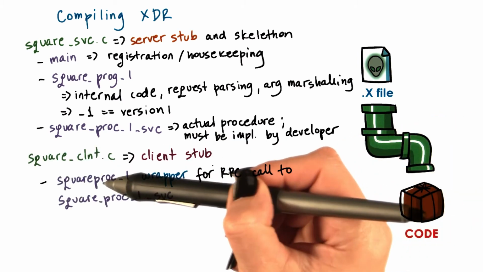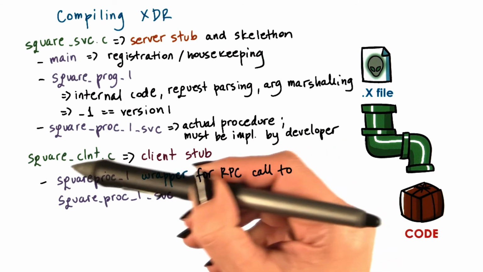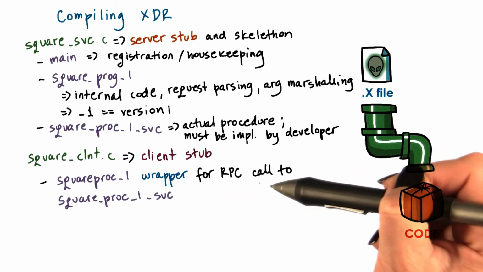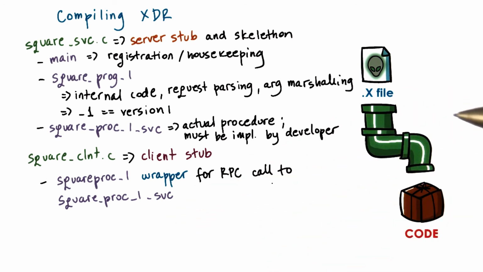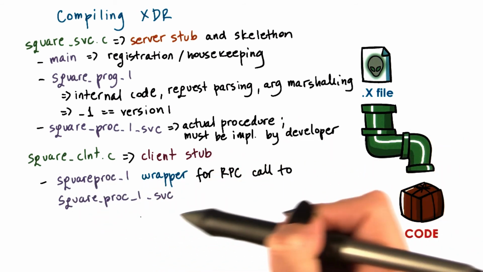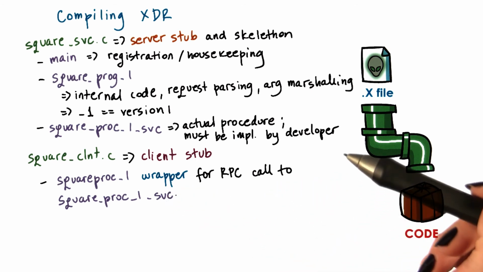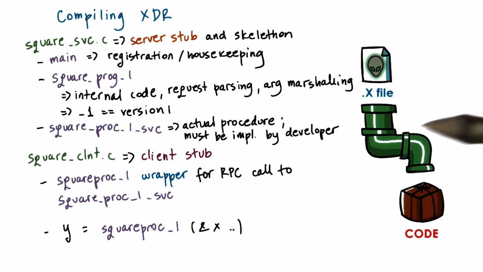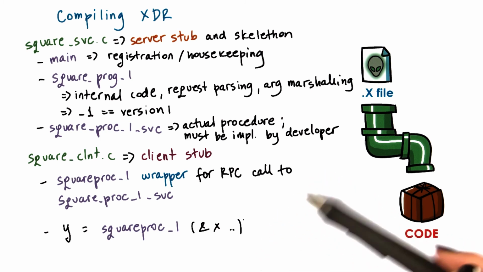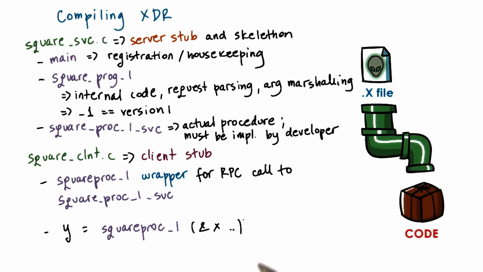The client stub will include a procedure that's automatically generated, squareproc_1, and this will represent a wrapper for the actual RPC call that the client makes to the server-side process, where the implementation of the service, the squareproc_1_svc, is actually called. Once we have all of this, the developer then writes the client application and makes a call to this wrapper function that looks something like this, y = squareproc(x). This very much looks like a regular procedure call. There is no need to create sockets, create buffers, copy data into the buffers, and this is what makes RPC appealing.